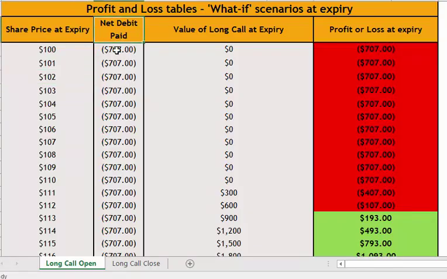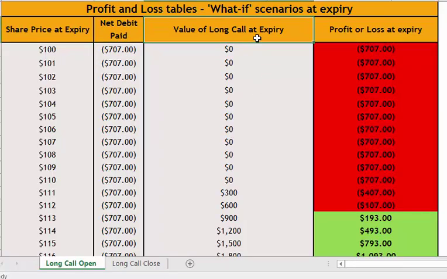So the first thing we put in is the debit we paid for the trade. So remember, we bought 3 call option contracts at a net cost of 707 when you include trading commissions. So no matter what happens to share price, that's a cost for us, and it will always be there. So that's in the net debit paid section.